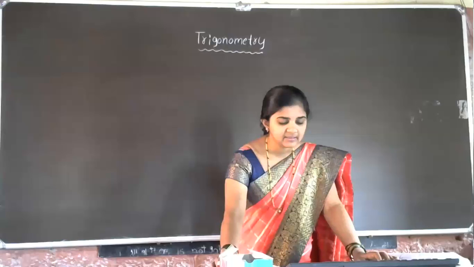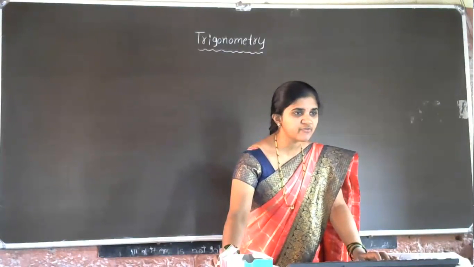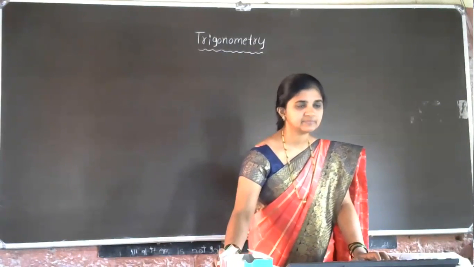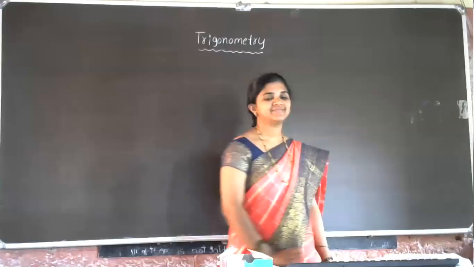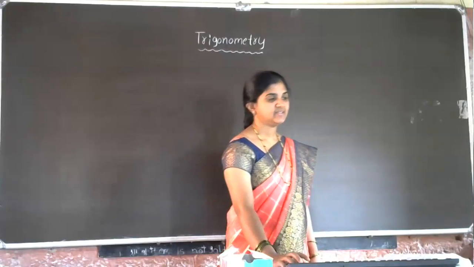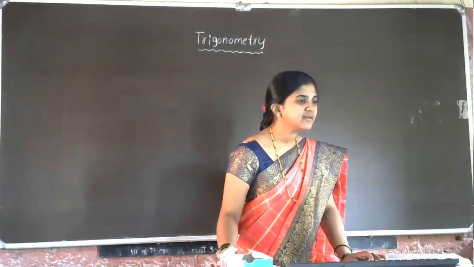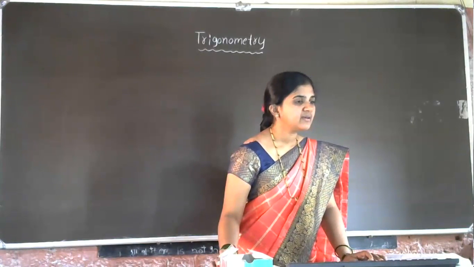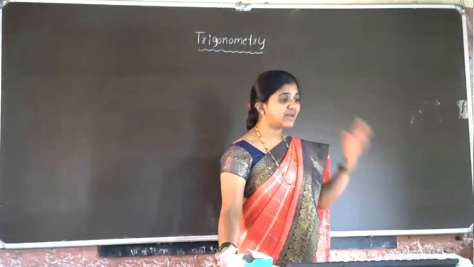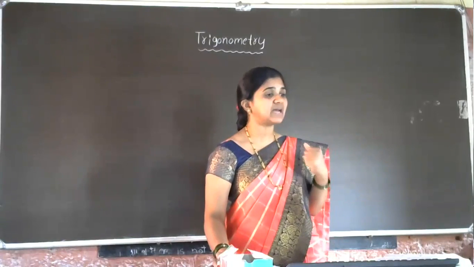Yes, tell me fast. Trigonometric ratios of complementary angles. Sin A is 1 by 2. What? Zero degree, not that one. Trigonometric ratios of complementary angles. Just recall the last class. What did we learn in the last class?